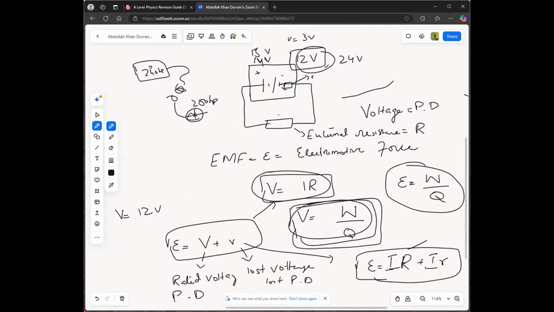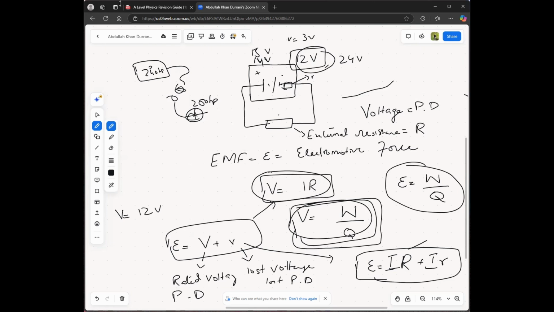So that is the total concept of EMF. Again, EMF is actually the total voltage or the potential difference that is being produced by the battery, but some of it is being lost inside the battery, and that is called the lost voltage, and some of it comes outside of the battery, so that is called the rated voltage or potential difference.